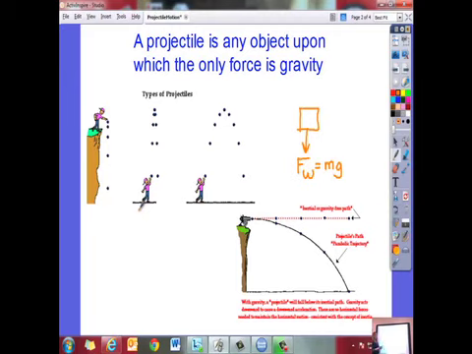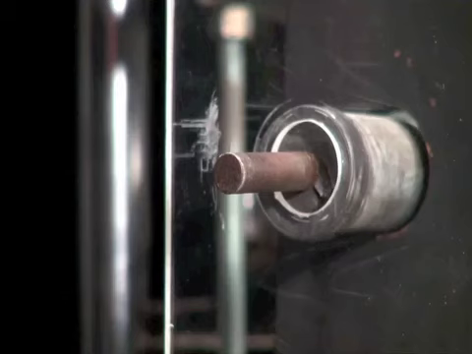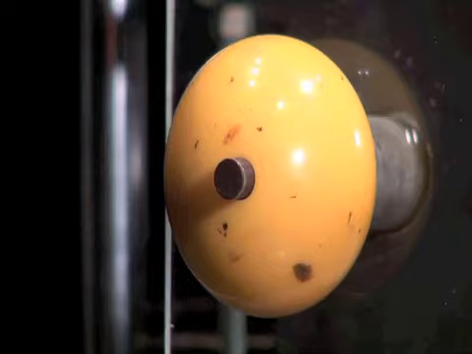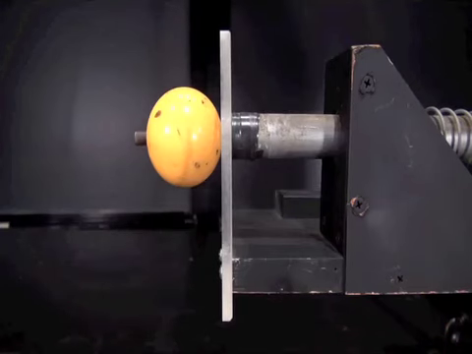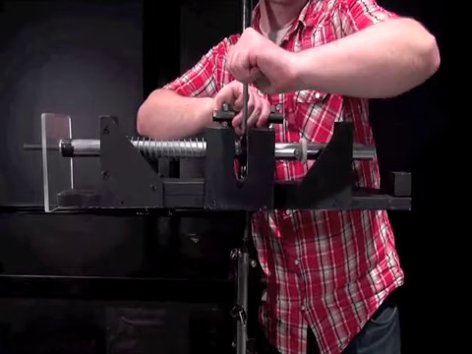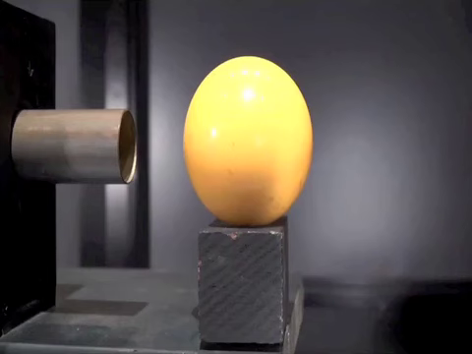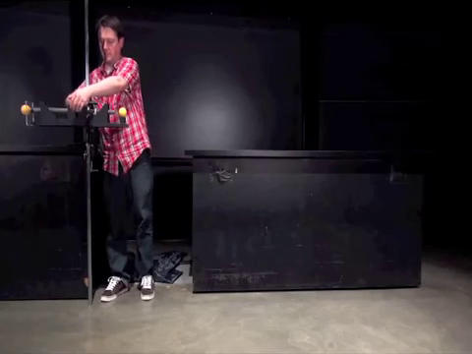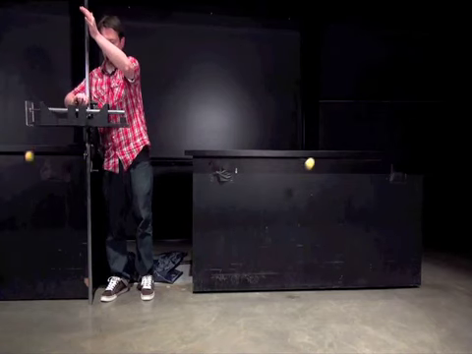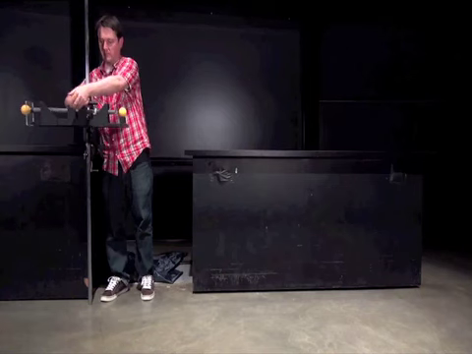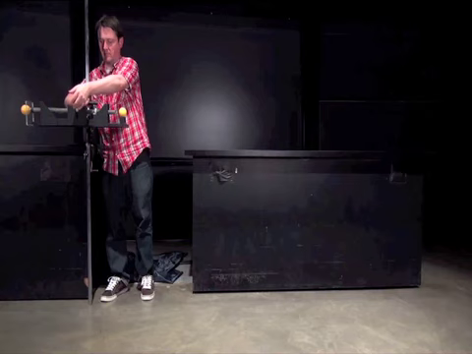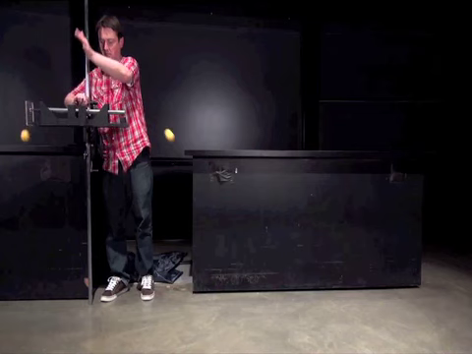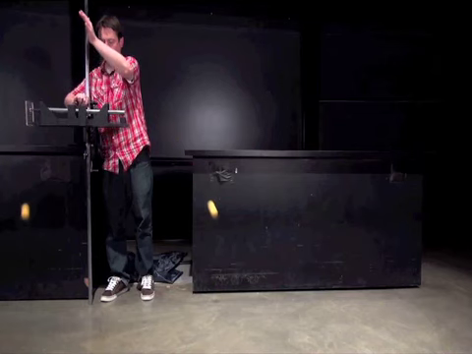So what we want to do first is look at how we can compare an object that is dropped and an object that is launched horizontally. As you can see in the video, the marble that was dropped and the marble that was launched horizontally at the same time hit the ground at exactly the same time. So that leads us to look at the independence of vertical and horizontal motion.